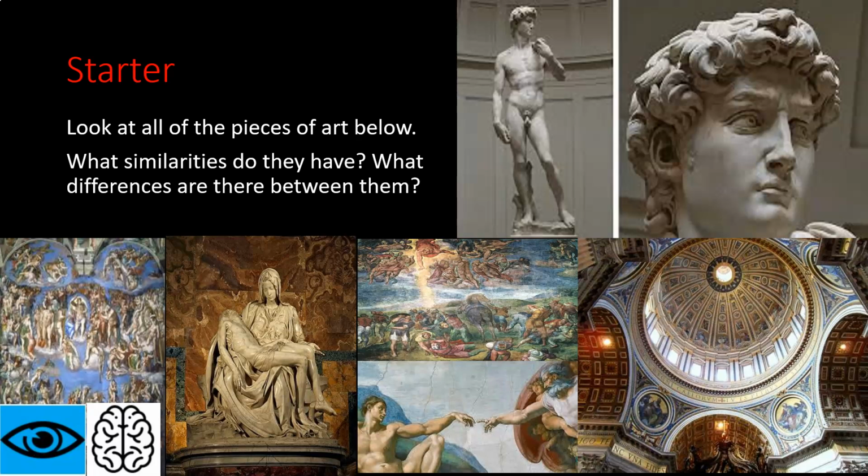So I'm going to ask you to pause and have a look at them. What do you notice similarly between them? What aspects of Renaissance art that we looked at before, so perspective, sfumato, realism, all those kind of things, do you notice going on here? What are the similarities and what are the differences between these different pieces of art?